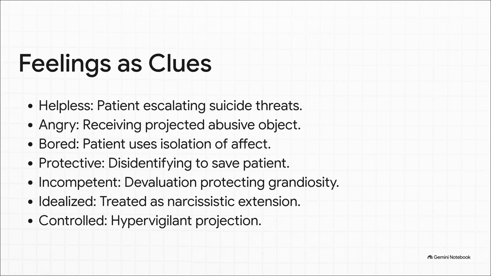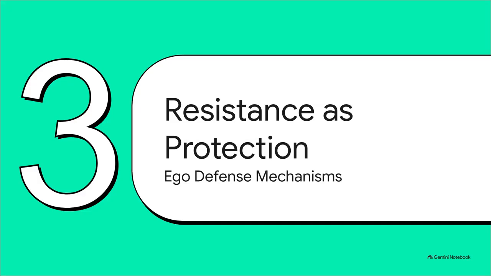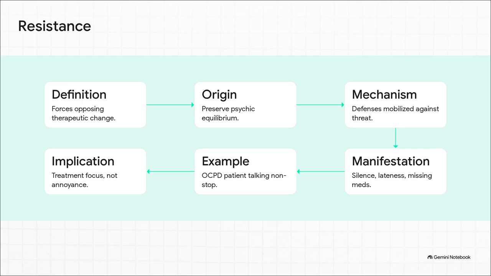We have to use the feeling to diagnose, never just to react. Let's pivot to our third pillar, resistance as protection. We've really got to unlearn this idea that a resistant patient is just being stubborn or bad. Resistance is, at its core, all about protection. Developmentally, it originates from the ego's desperate, fundamental need to maintain psychic equilibrium.